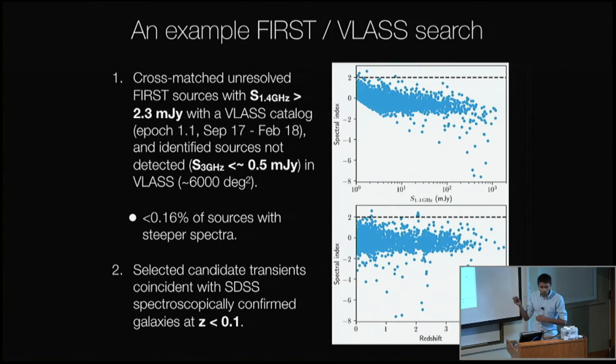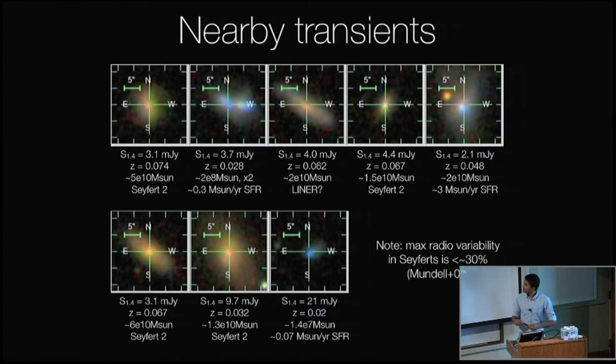And then we also did a crucial thing of selecting sources with SDSS galaxies at redshifts less than 0.1. So nearby objects as well, really to get us a sample of things we might actually have a chance of figuring out what's going on. And so this is what we found. And this is in about 6,000 square degrees of the sky. It's a pretty large survey, and somewhat larger than any previous search for radio transients in the sky.